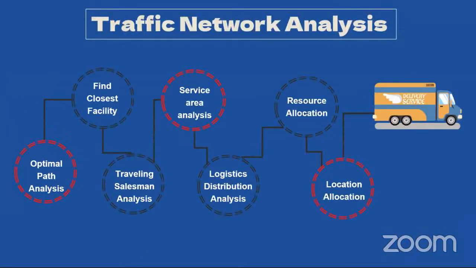So this is what we will do in the traffic network analysis. We have the optimal path analysis first, and then we will find the closest facility. We also have traveling salesman analysis, service area analysis, and logistics distribution analysis in our traffic network analysis, and also resource allocation and location allocation analysis in our SuperMap desktop.